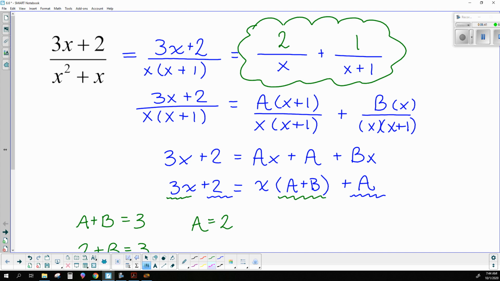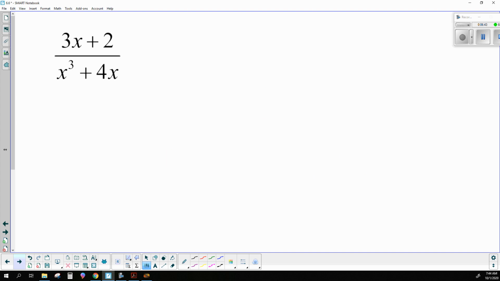Let's try another one. This will have a slightly different setup because when we factor, it ends up looking different. But we always start the same. Go ahead and factor the denominator. So the numerator remains the same.